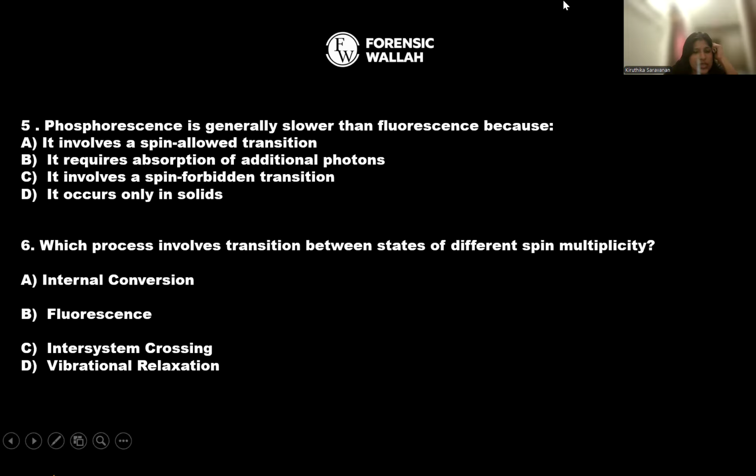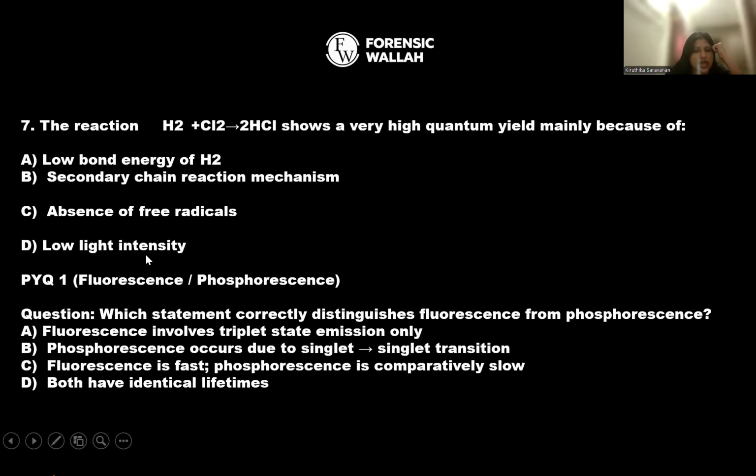Now coming to this question, which process involves transition between states of different spin multiplicity? Transition between states of different spin multiplicities is intersystem crossing. Now coming to the next question. The reaction H2 plus Cl2 gives 2HCl. It shows a very high quantum yield mainly because we know that this reaction is a chain reaction, right? One photon can react with multiple molecules. So a chain reaction mechanism will be the answer.